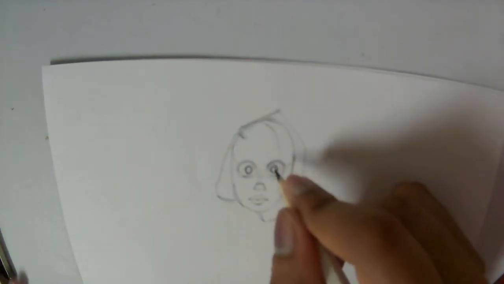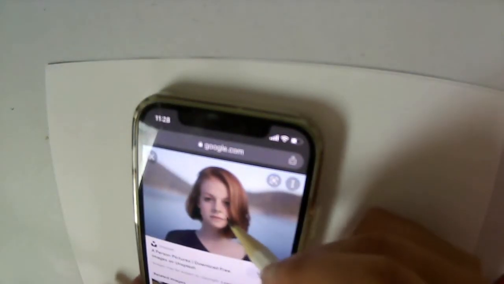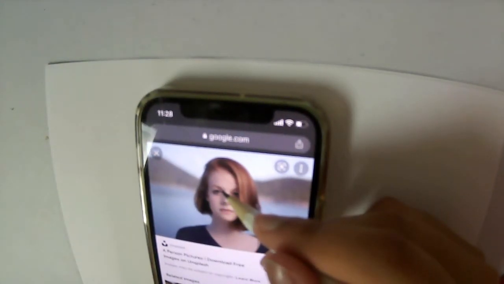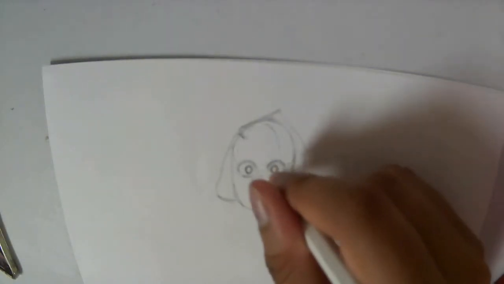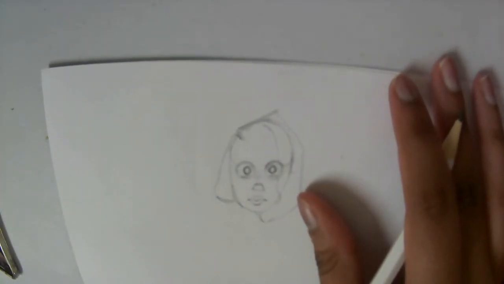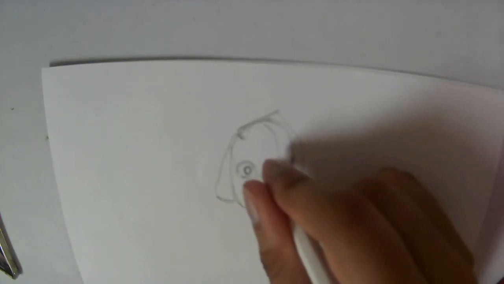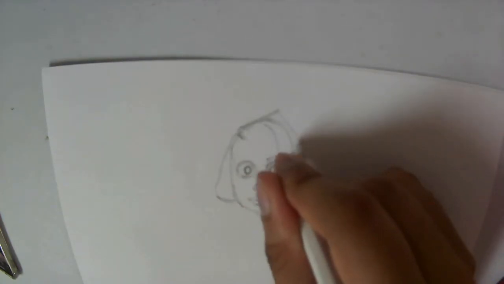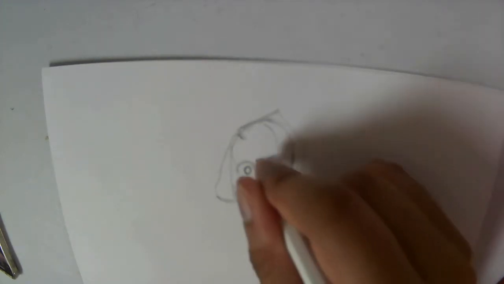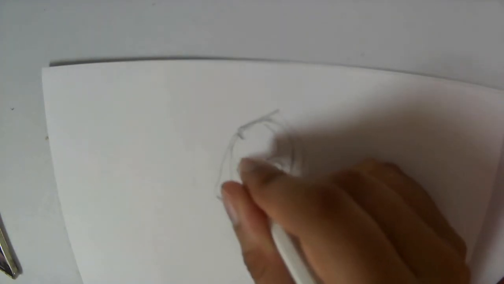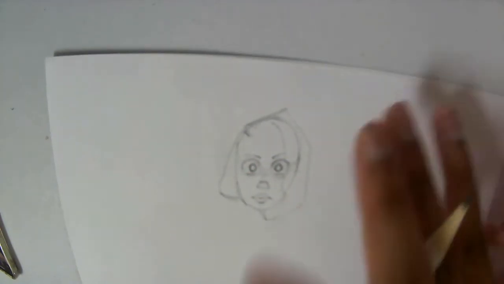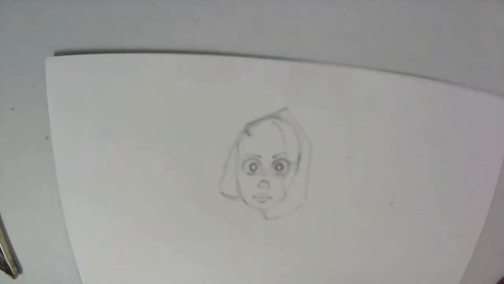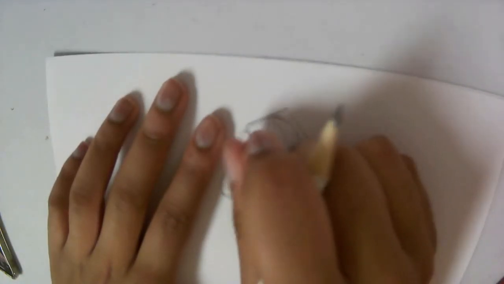Now I'm going to add the eyebrows. The basic shape of hers is sort of like a curve. So I'm going to replicate that on my model. And on my model, I'm just going to draw a little curve eyebrow. Just like that. Cool. Okay. I'm just going to do some adjustments.